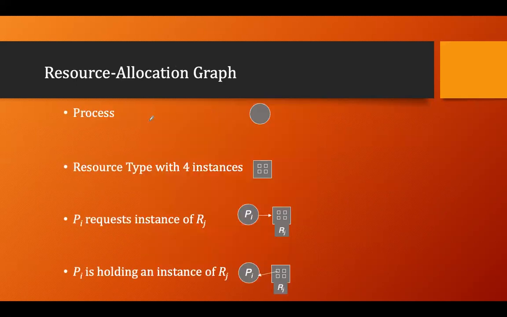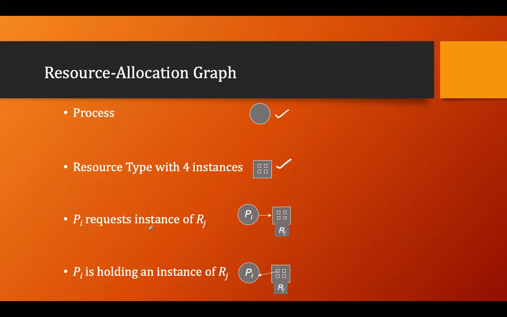Now, in the pictorial representation, a process will be represented by a circle. Resources may have different instances. Let's say there is a CPU. If the CPU has 4 cores, then 4 instances of CPU will be available. Getting it? So this is how we represent it.